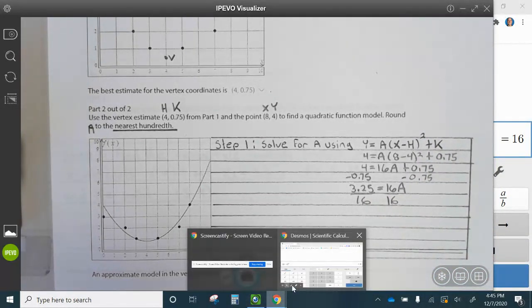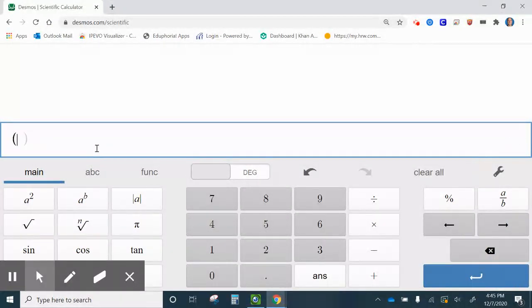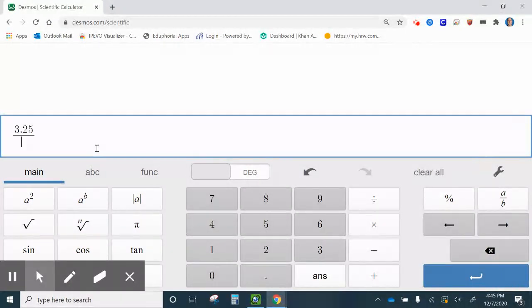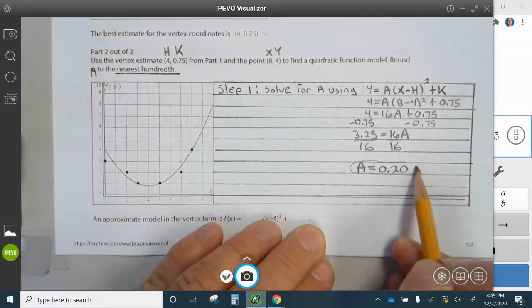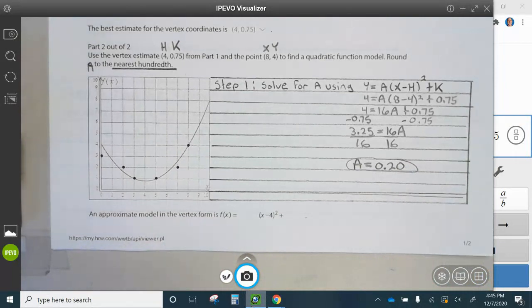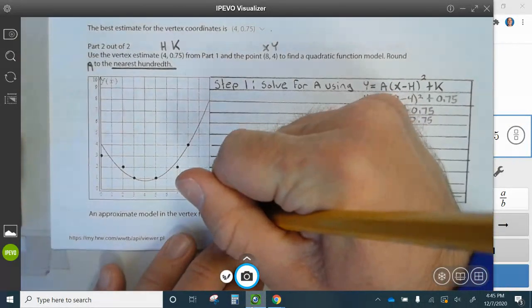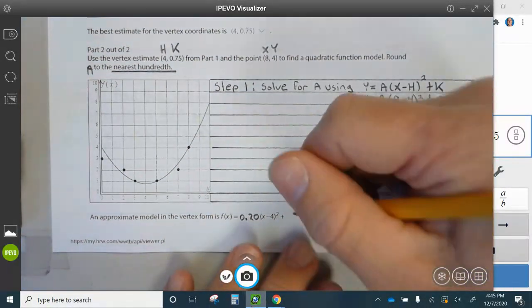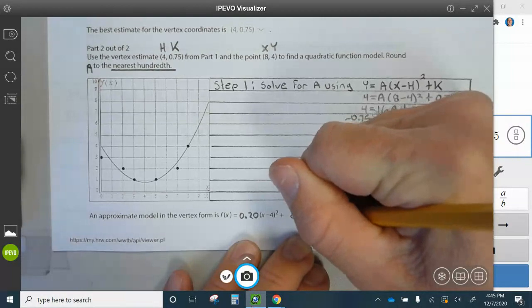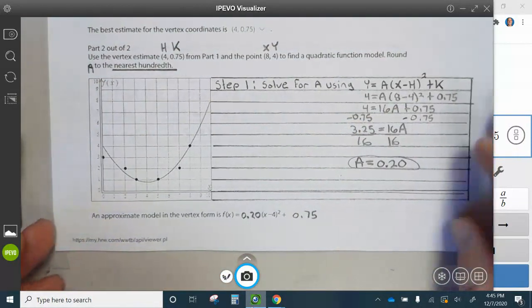So this is where we can use the Desmos calculator again. So 3.25 divided by 16 is 0 point, and they want the hundredths place, so 0.20. So A equals 0.20. So an approximate model in the vertex form is f of x equals 0.20 times x minus 4 squared plus 0.75. All right, let's move on to question 3.